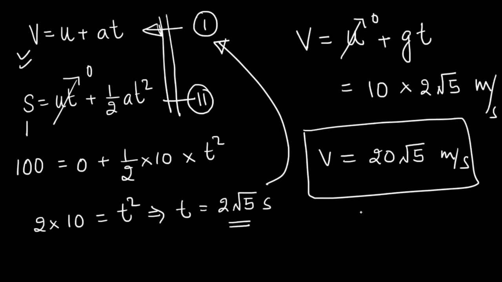Now let's do some approximate calculation. Root 5 is around 2.2, so 20 into 2.2 is around 44 meters per second. That's pretty quick, right? So this is just to get a feel for the number.